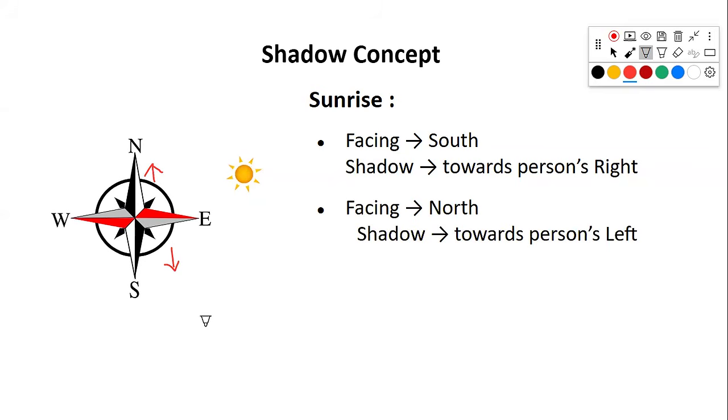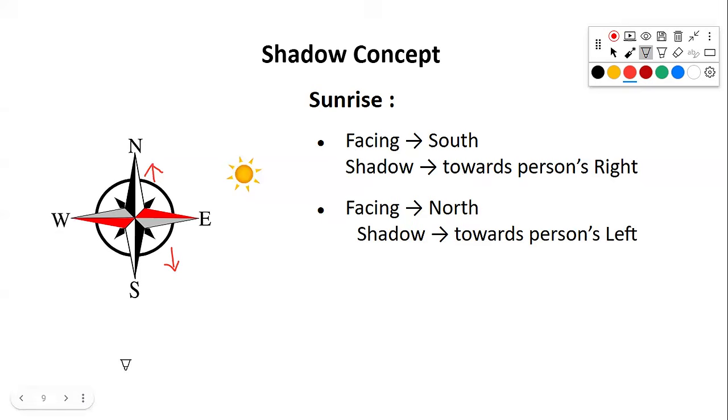Okay, so when it is rising sun, if you are facing towards the north side, your shadow is towards your left side. If you are facing the south side, your shadow is towards your right side. This is again logical thinking, so don't mug it up. Just think logically and visualize that you are there.